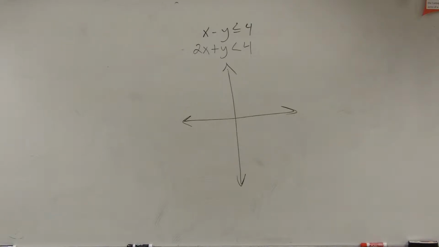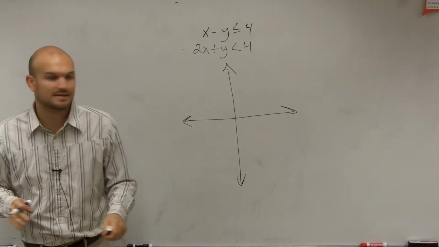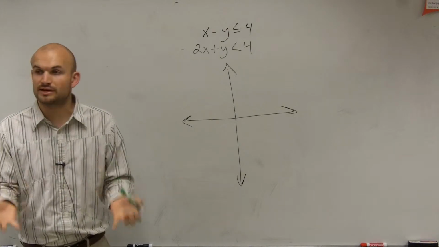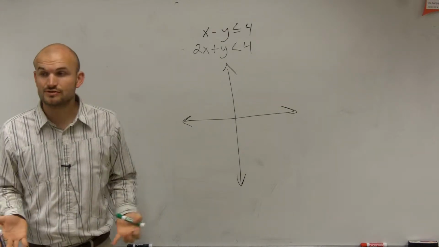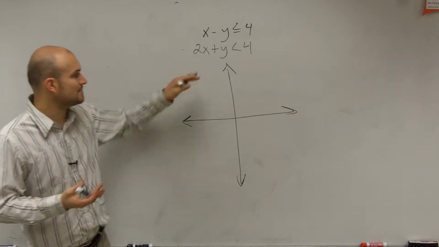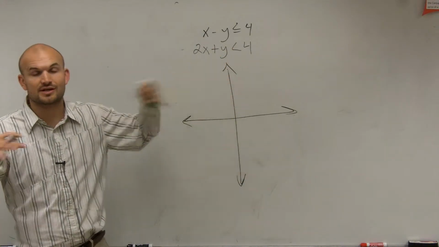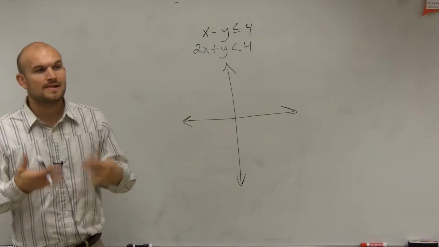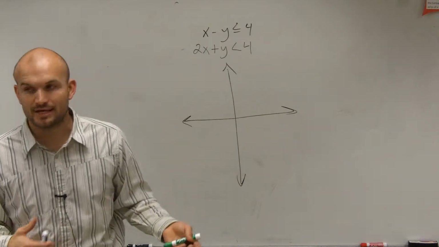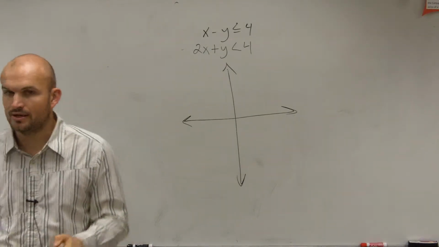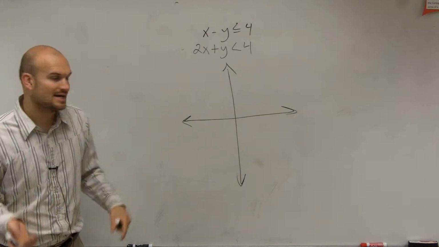All right, so to graph a problem like this, ladies and gentlemen, remember, we can always put it into slope-intercept form. We can also use the intercepts to solve. So what I'm going to do is kind of forget I have inequalities right now, and just pretend I have equations, because they're going to at least let me graph the line. Then I'll go back and look at my inequalities, and I'll determine how my shading and my lines are going to look.